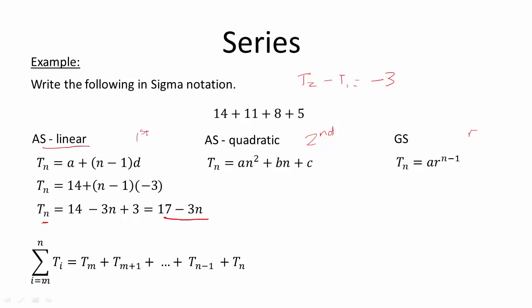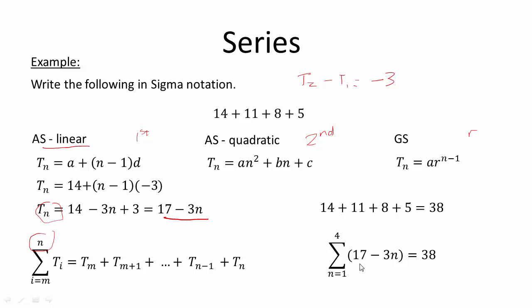Now here we have i equals m, Ti and n. Like I say, do not get confused by that. Okay, we have a look here. We just sum this up in our own mind. We say 14 plus 11, 8 plus 5 gets 38. This is how we put it into sigma notation. We say n starts at 1, ends at 4.